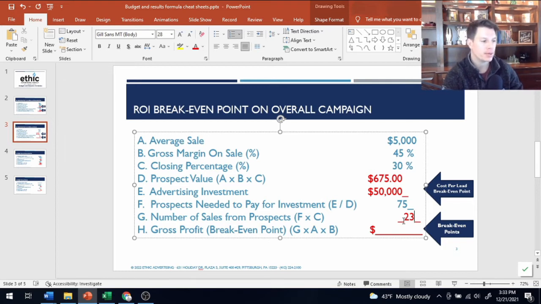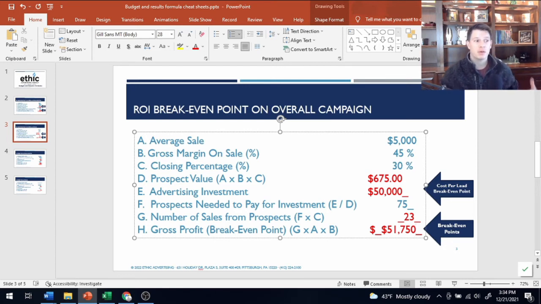All right. So we factored in the number of sales from the prospects that we need based off of your closing ratio that you provided based off of historical and estimated data. And then you can figure out, what's the gross profit on this? What are you going to make at the end of the day that's going to cover your ad expense of $50K, right? So 23 multiplied by your $5,000 average sale multiplied by your 0.45 or 45% margin means that if you get 23 sales from 75 prospects, you're going to make $51,750, give or take. Because it's based off an average sale and other factors as well. So that's good. That's your break-even points.